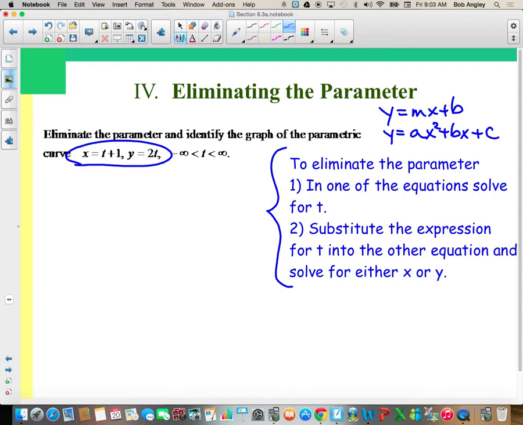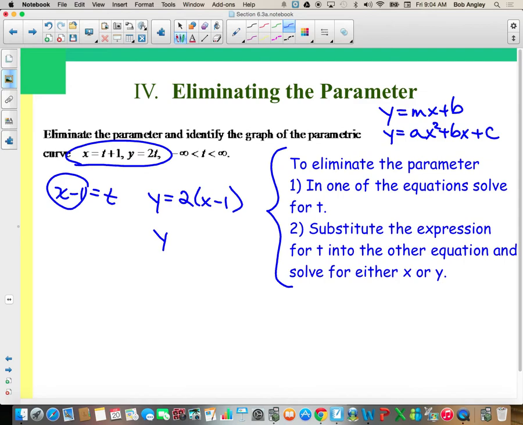The first one is, in one of the equations, solve for t. It would be easy enough to solve for t in either equation here, but let's solve for t just in the one on the left. So we would get t equals x minus 1. The second rule says substitute the expression for t, so that would be this x minus 1, into the other equation, and then solve for either x or y. Now notice this one's already solved for y.